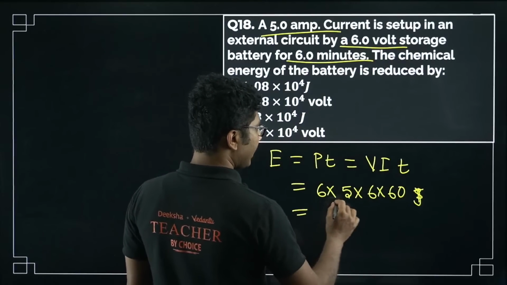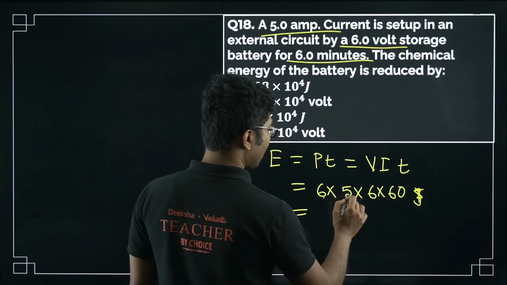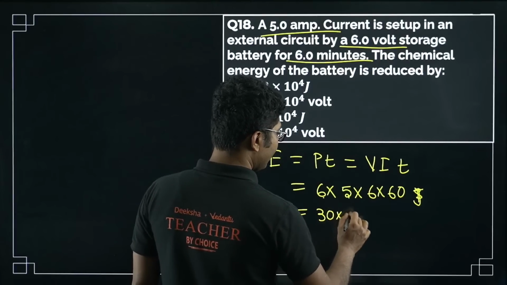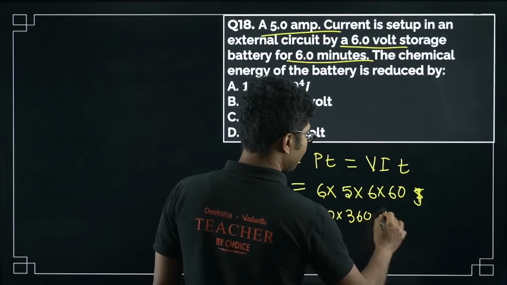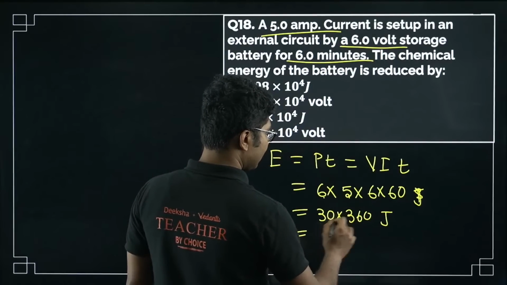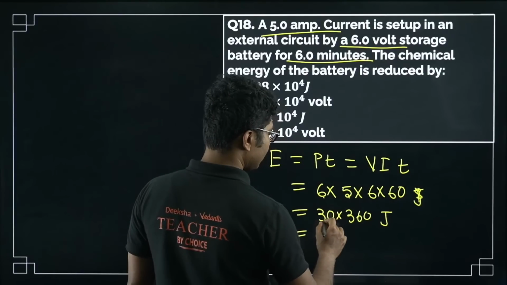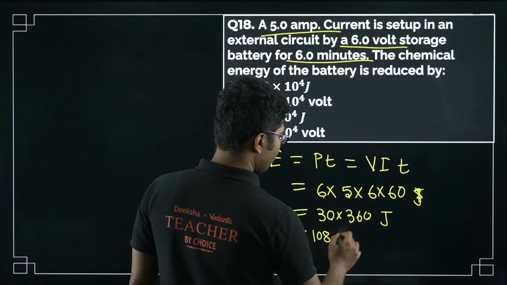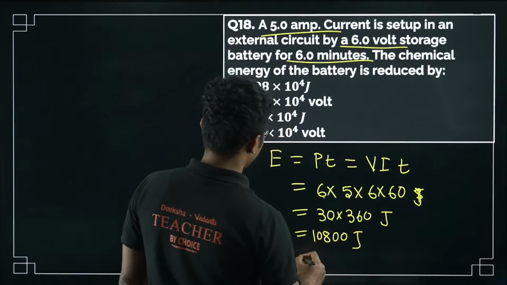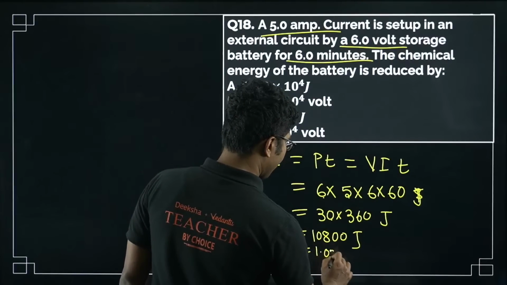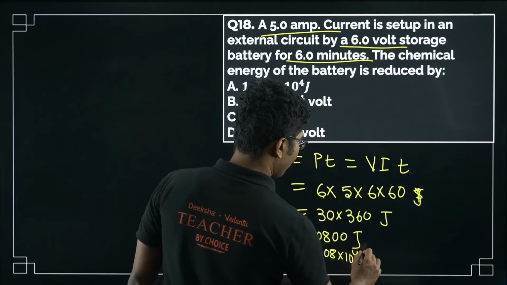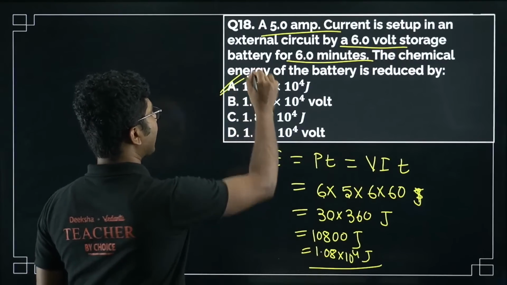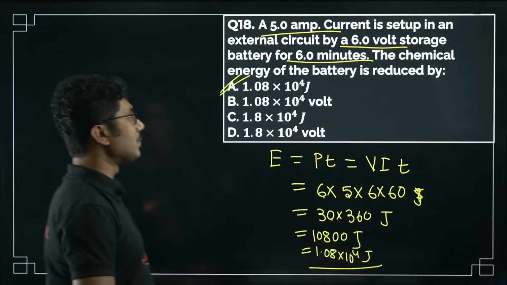So it will be 3 into 360 joules, which is 1080 joules. So it will be 1.08 into 10 to the power of 3 joules. The correct answer is 1.08 into 10 to the power of 3 joules.